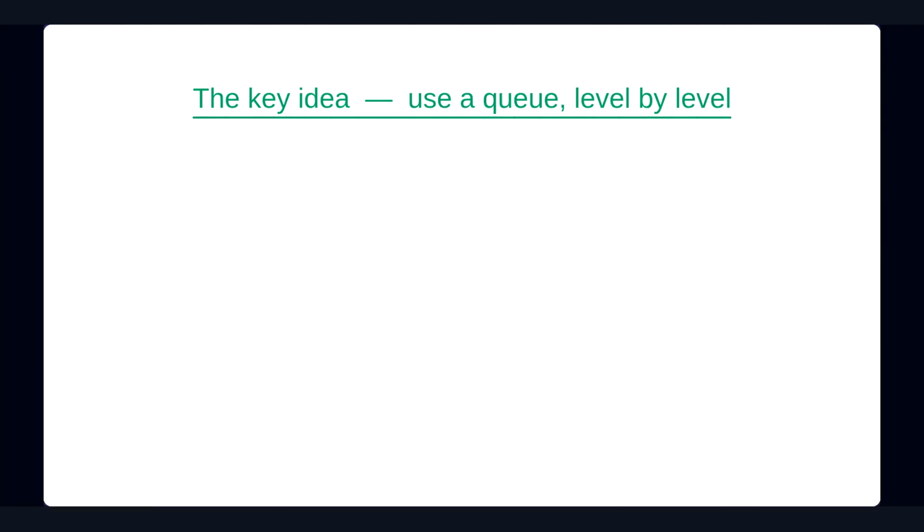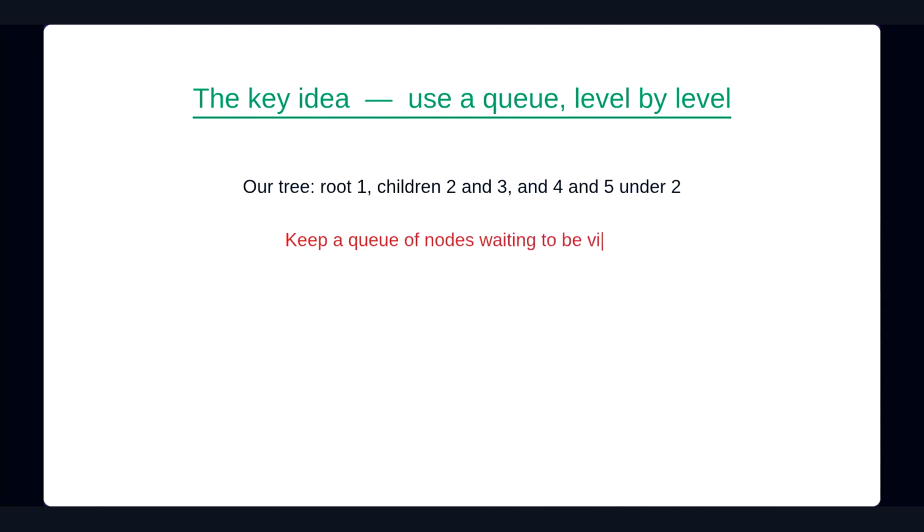The tool here is a queue, a first in first out line. We start by putting the root in the queue. Then we repeat. Take the node at the front of the queue, output its value, and add its left and then its right child, if they exist, to the back of the queue.